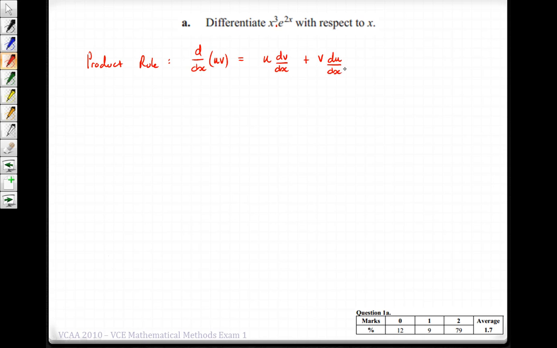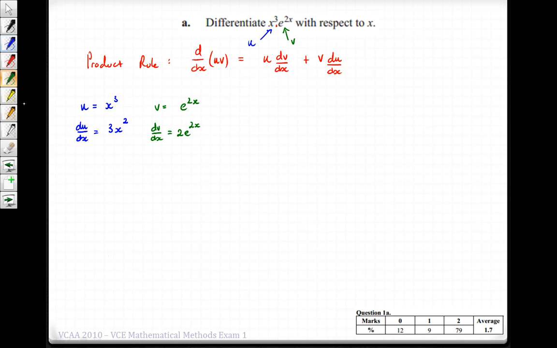In this case, I'm going to call x cubed u, and I'm going to let v be e to the power of 2x. So we're letting u equal x cubed. So du dx, the derivative of x cubed, is just power out the front, 1 off the power. v is e to the 2x, and dv dx is just the coefficient out the front this time, and we leave e to the 2x alone.